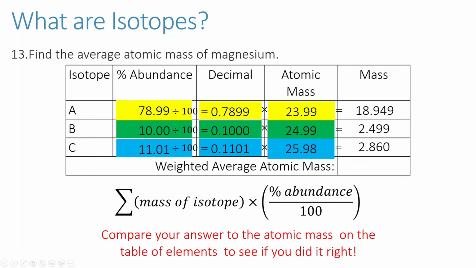So once we get these numbers here, notice that this 18.949 is the biggest number because isotope A is the most abundant isotope. So the last thing that we would need to do here would be to add these all together and get our answer. And we can always look at the periodic table to determine if our answer is correct, if you know what element it is. If you look up magnesium, the value that we get on the periodic table is very, very close to this value, so we know that we did it right.